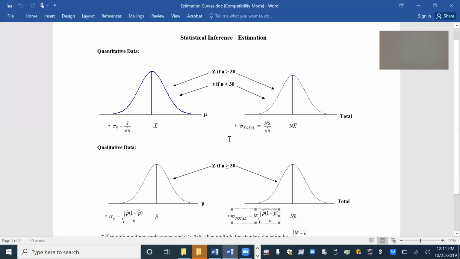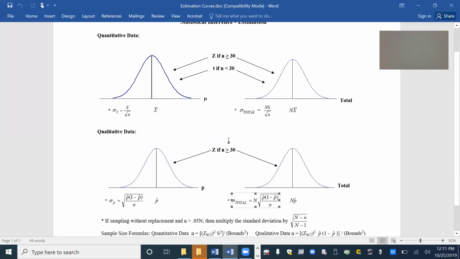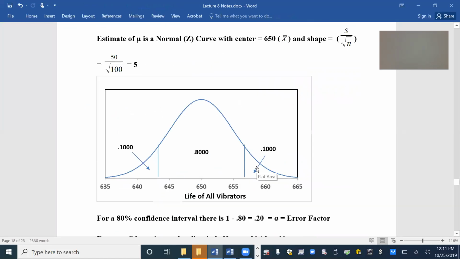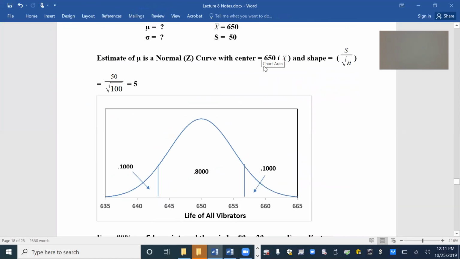So I go to my new best friend, my BFF, page 17. Quantitative data, guessing mu, right? There you go. Bell-shaped curve. You did a sample of 100, right? That's more than 30. Regular normal curve, centered at our 650, and with that as the shape. So I got a bell-shaped curve, normal distribution, centered at 650, and the shape turns out, plug into that thing, is 5.